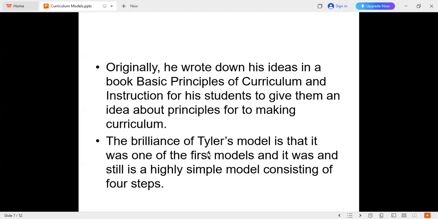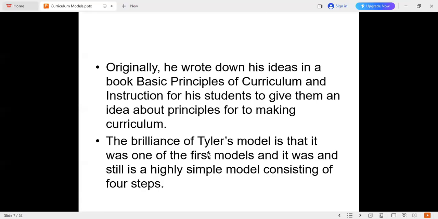Originally, he wrote down his idea in a book. The name of the book is Basic Principles of Curriculum and Instruction. He wrote that book for his students to give them an idea about the principles of making a curriculum. From his book, we can identify his model. Actually, he wanted to give reading materials, notes, to the students. Anyhow, he managed to develop those notes into a book.